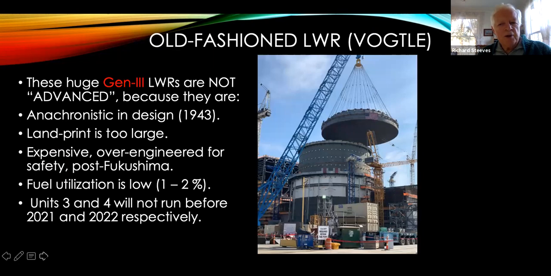So these are the old-fashioned ones. Vogtle is the classic example, I think it's in South Carolina. I get the two confused because they're not far apart. The Summer one, I think, was in Georgia, and that was discontinued. But fortunately, they did finish this one. But it's really anachronistic. It was designed way back in the 40s, basically from the time of Fermi. The footprint is too large. It's expensive, over-engineered post-Fukushima. And they only utilize 1% to 2% of the uranium that's put in there before it has to be removed again. There are two well-established units, one and two there, but these large ones will not be run before next year or the year after. So it's taken about 10 years to build them.